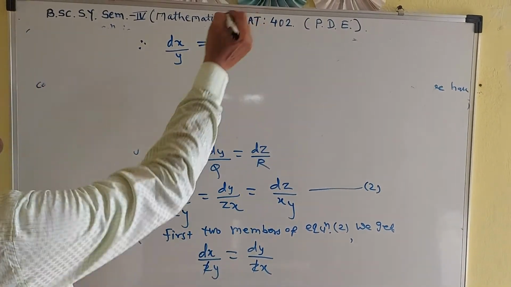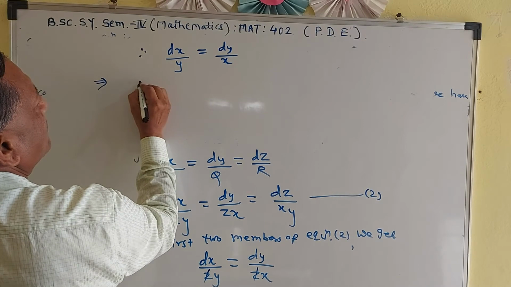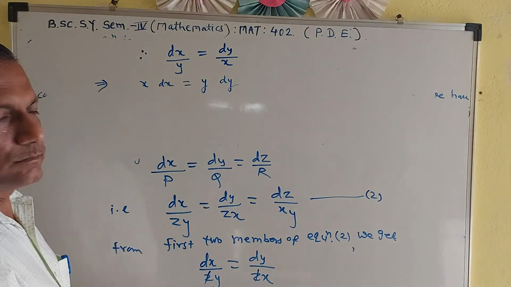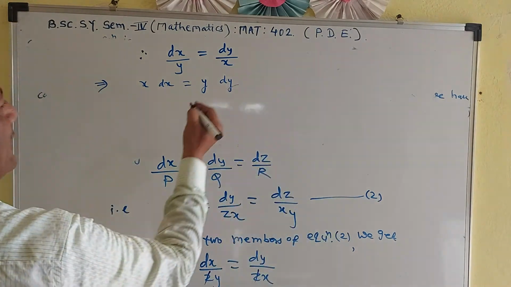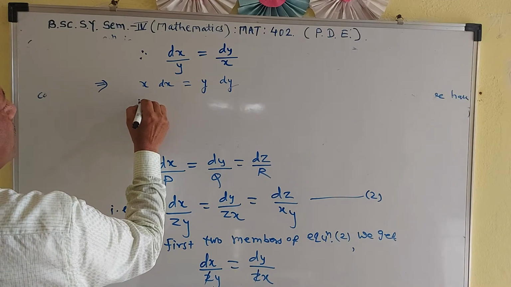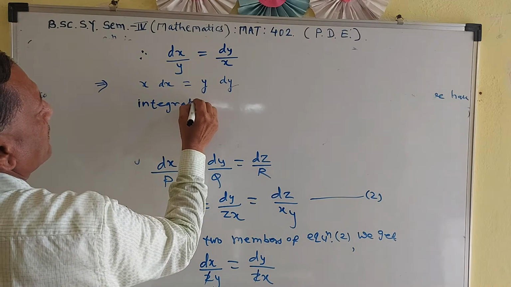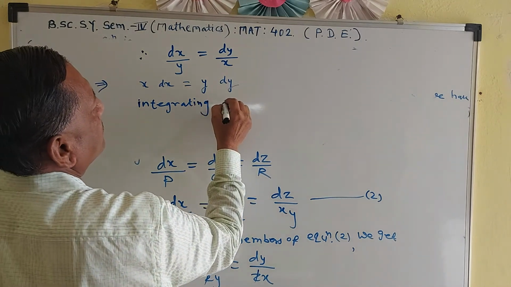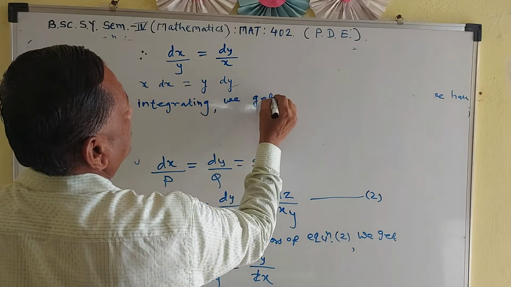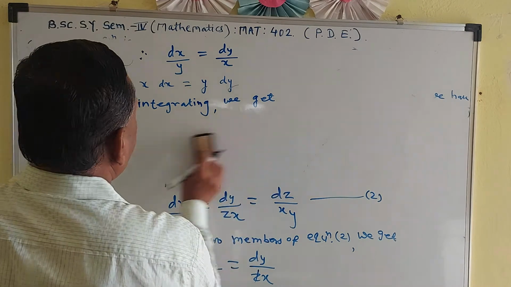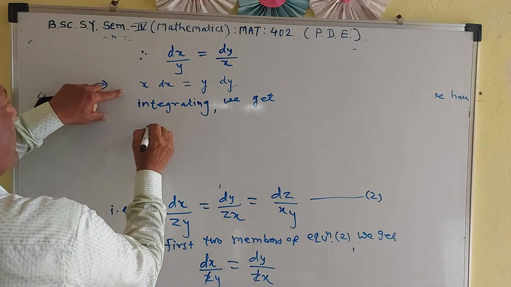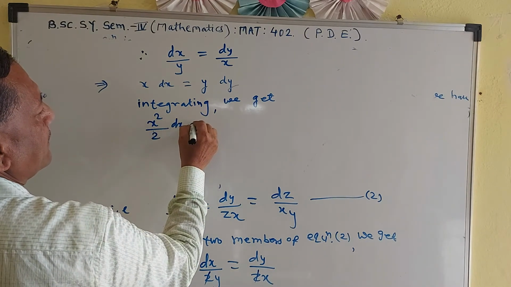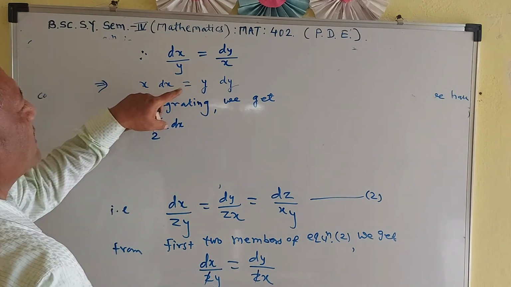Then separating the variables, this can be written as x dx is equal to y dy. Then integrating on both sides, we get. So what is the integration of x dx? Integration of x is x square upon 2, so x dx is equal to y dy.